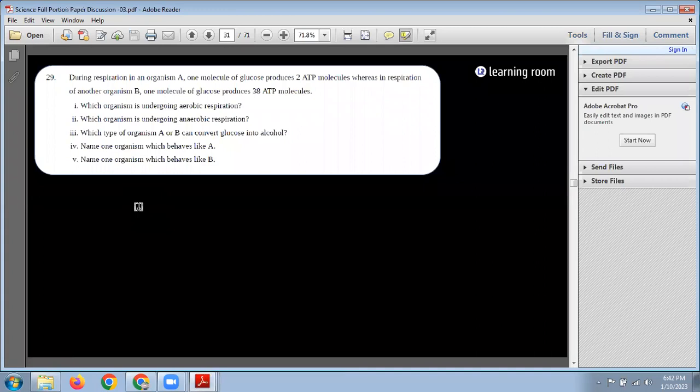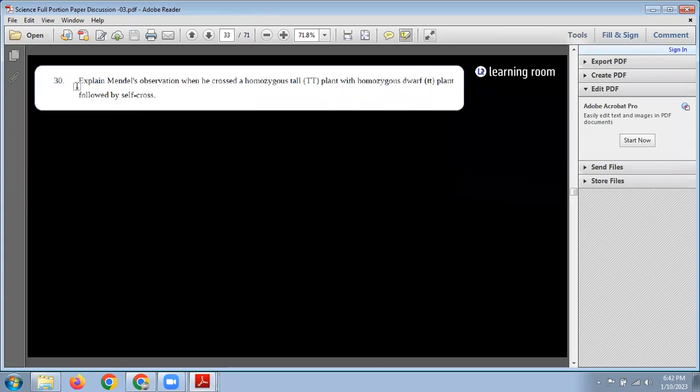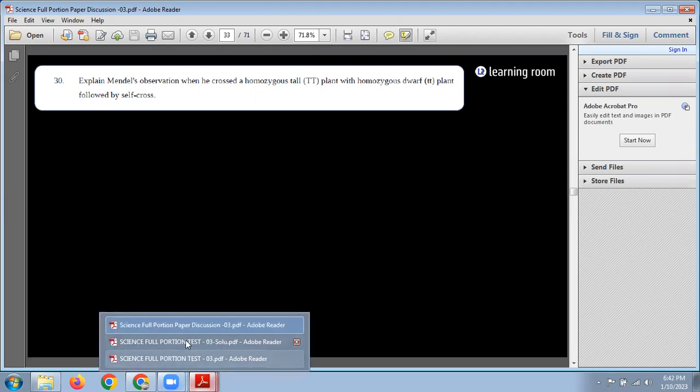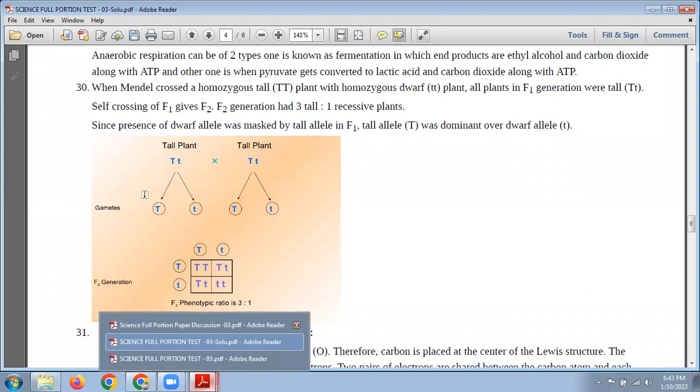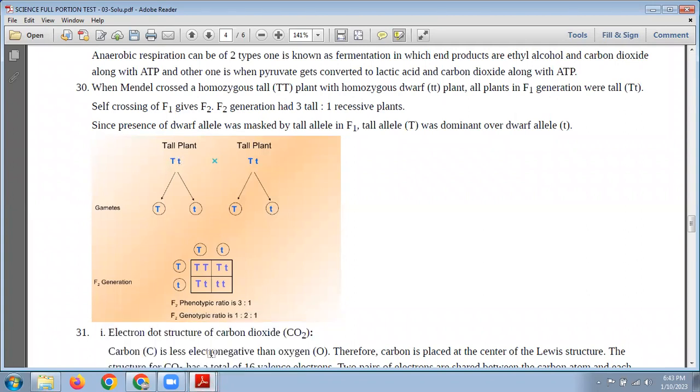And then again a repeated question from the genetics portion. Explain Mendel's observation when we crossed a homozygous tall plant with a homozygous dwarf plant by self cross. The options are given, so you have to work out the parents and then gamete formation. What was the question? See here, just a minute.